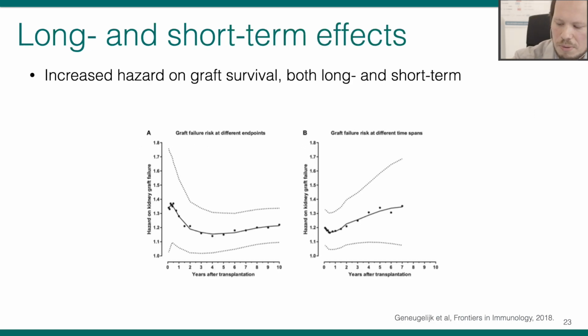What also is very important, I think, is the fact, and that's shown here by the group of Eric Spierings and Kirsten Geneugelijk in Utrecht, that this is an effect not only short-term after transplantation, not only hyperacute or acute rejection, but it's also important for the chronic rejection. So even after a couple of years, you see increased hazards by selecting a donor with a high PIRCHE score.